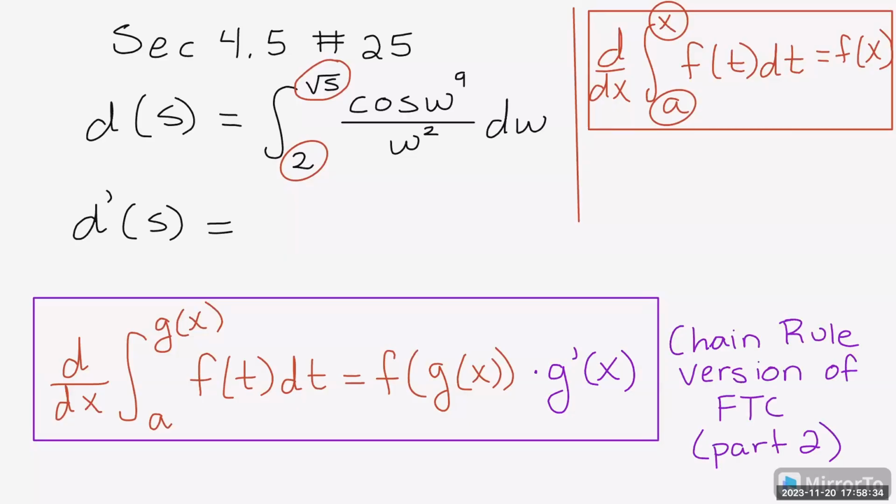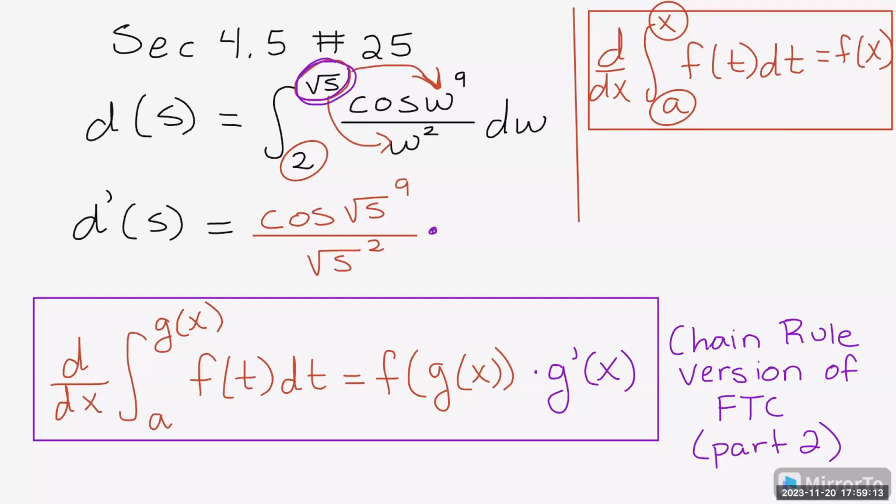So I'm going to go ahead and use this rule here. I'll start off by plugging in the square root of s for my w's. So I will get cosine of the square root of s raised to the power of 9 over the square root of s squared. So that's the first thing. But then, because of the chain rule, I have to multiply this by the derivative of the square root of s.